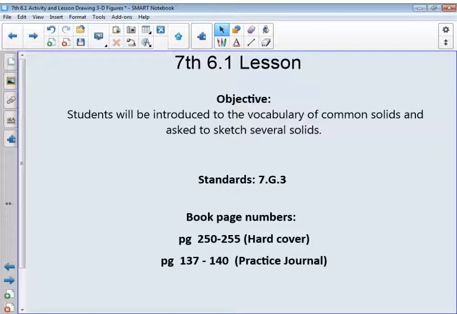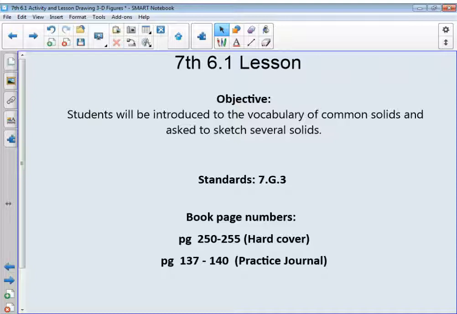This is 7th grade 6.1 lesson. In this lesson, students will be introduced to vocabulary of common solids, and they're also going to be sketching several solids. The standard covered in this lesson is 7G3. The page numbers out of the hardcover book are pages 250 through 255, and out of the practice journal, pages 137 through 140.